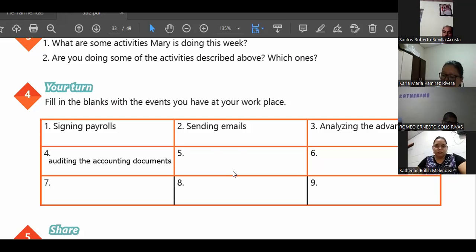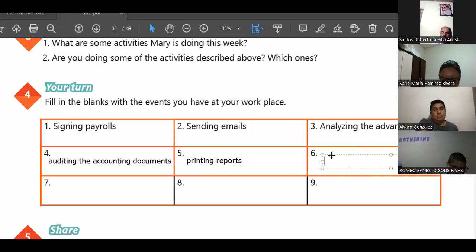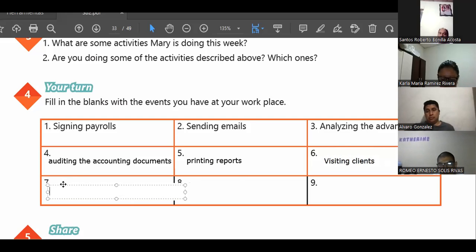Vamos a ver, catering. What is one activity you are doing? Printing reports. I'm sorry, checking? Printing. No, writing, all right. Printing reports. Okay, very good. Romeo? Visit clients. All right, visiting clients. Very good. Teacher, tell me, Jonathan. I have inventory next week. Okay, checking. I see the inventory.